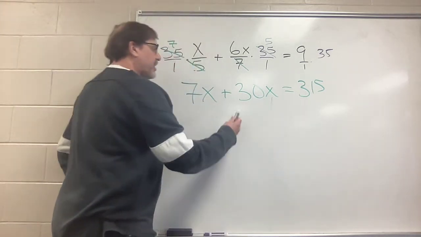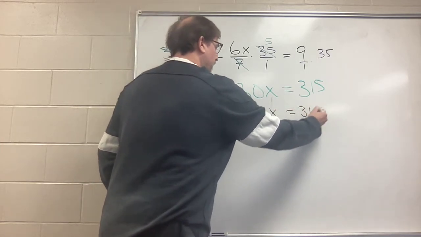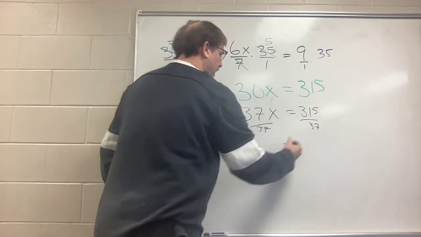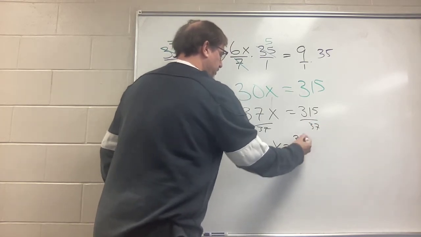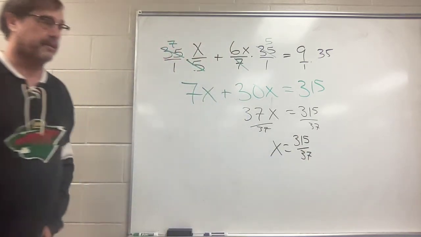We have 37x is 315. Divide both sides by 37. And x is 315 over 37. Let's just leave it as a fraction.